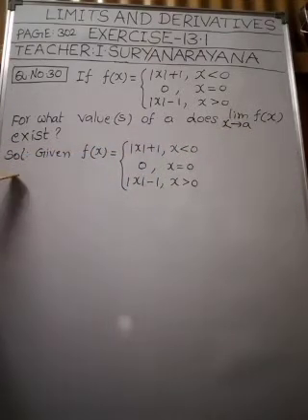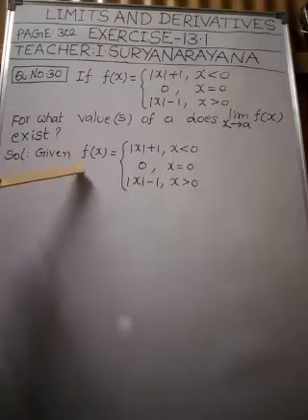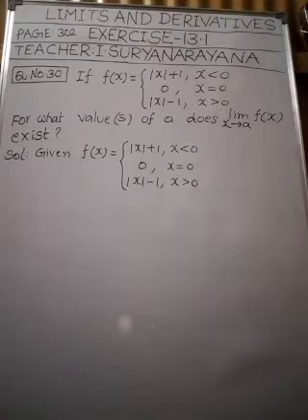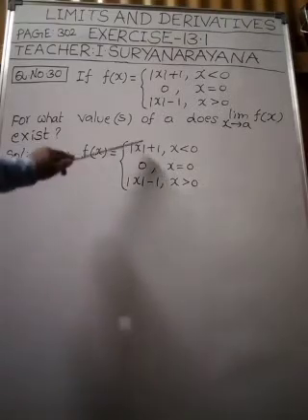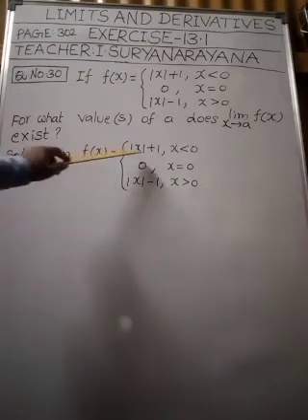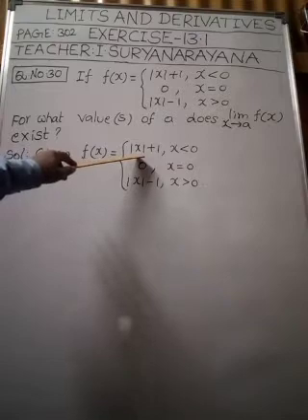Right. Come to the solution part. Given f of x is equal to, I wrote the given function here. What should we do first? We have to rewrite the given function because the given function f of x is defined as an absolute value function. So we have to rewrite.